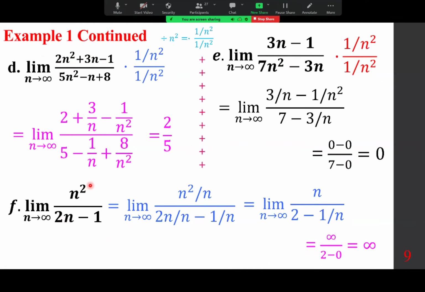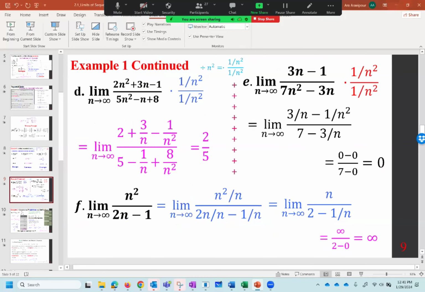In this case, the degree of the numerator is 2, the bottom is 1. And since this is larger, there is no horizontal asymptote. There's an oblique asymptote that you can find through long division. But no matter what, this goes to infinity. I just wanted to remind you of this concept that you have learned in algebra.